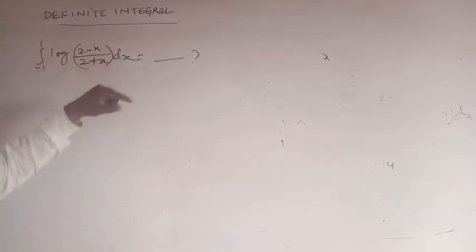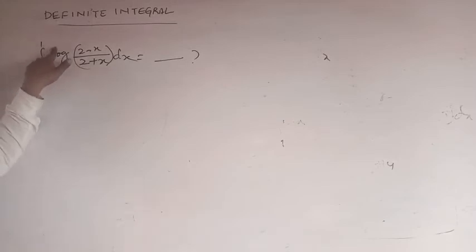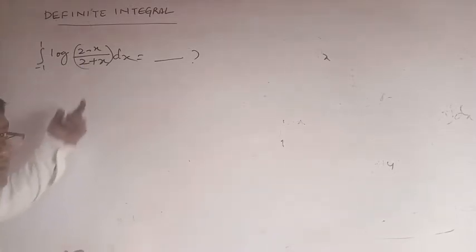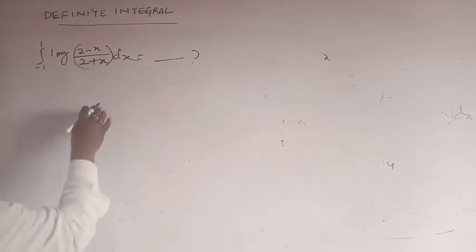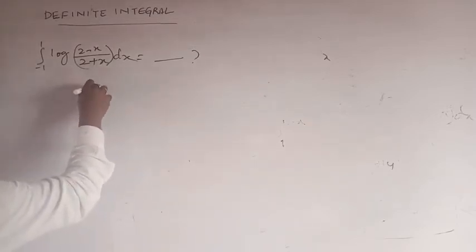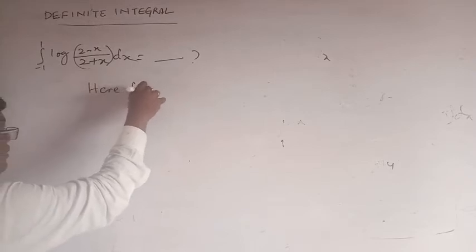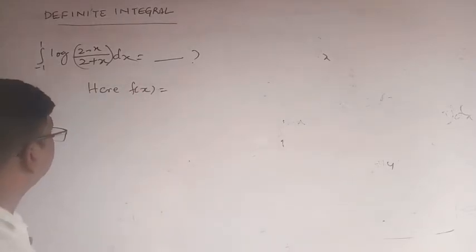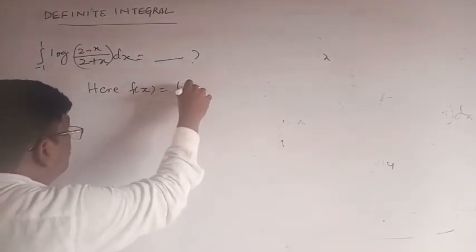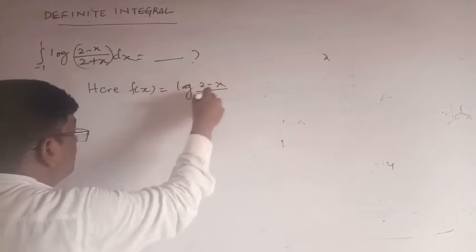This is the integral from minus 1 to 1 of log of (2 minus x) divided by (2 plus x) dx. So what is this? This is one more question. Here f of x is equal to log of (2 minus x) by (2 plus x).